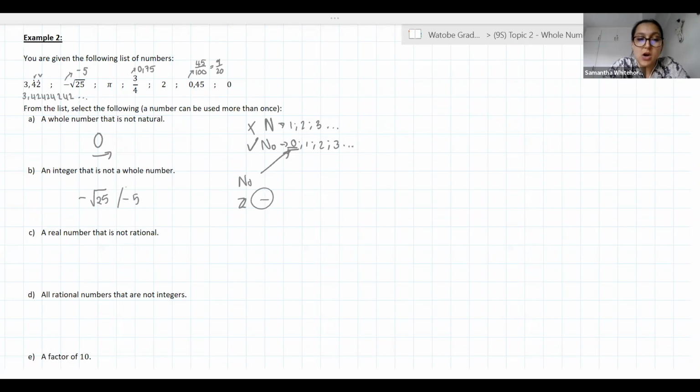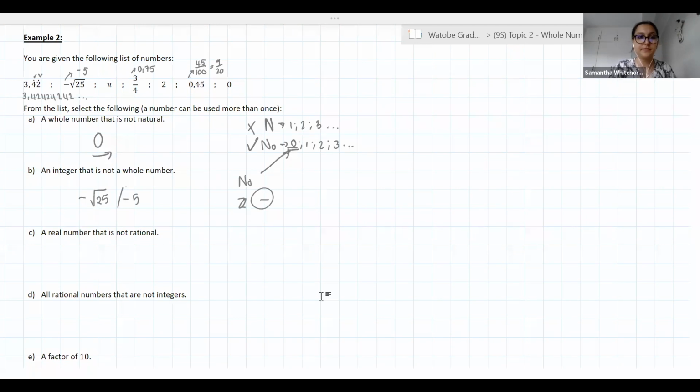D, you're probably going to have a list here. All rational numbers that are not integers. And E, a factor of 10. E is a bit of a wild card. It's a bit of a random one. You need to know what factors are. E, a factor of 10. Give everyone a minute or two to give it a try, give it a go, and then we'll have a look.